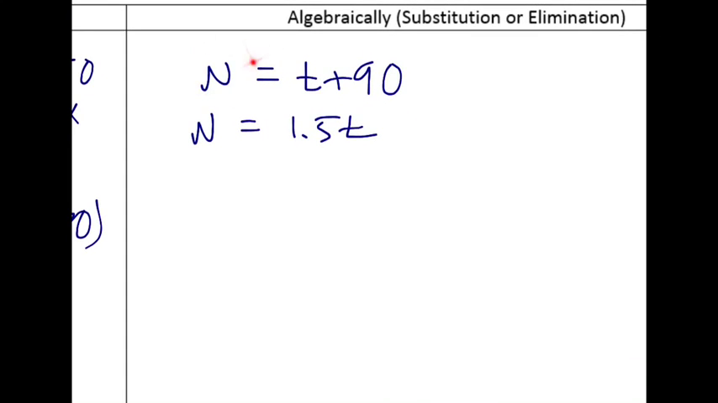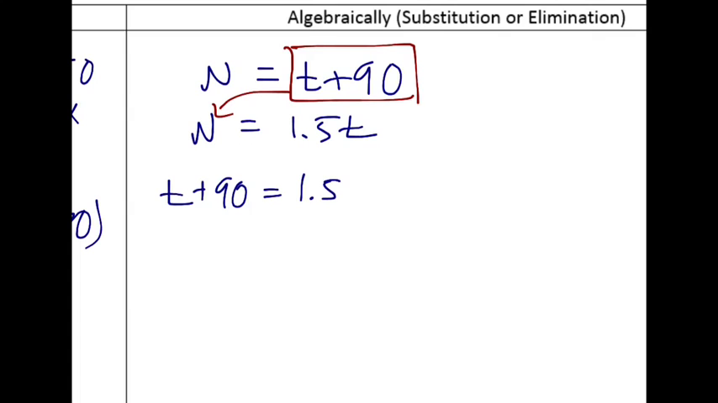Yeah, n up here is solved for. Usually that's a convenient time to use substitution. So let's do that. I'm going to take this expression and substitute it in for the other n right here. So that will give t plus 90 equals 1.5t.